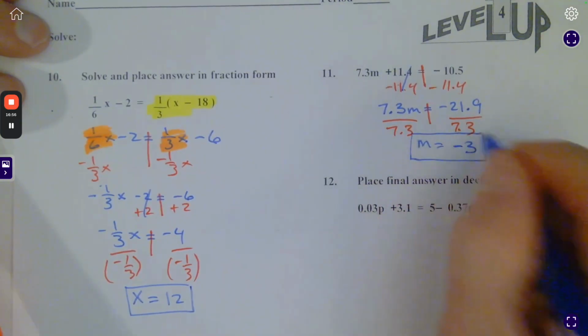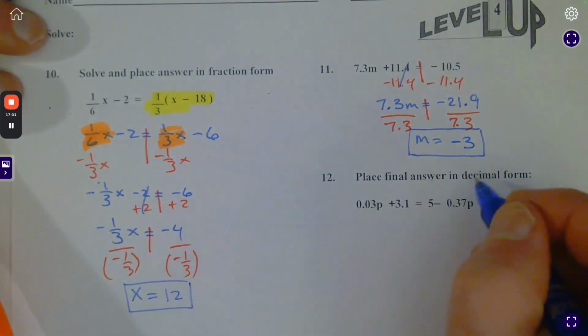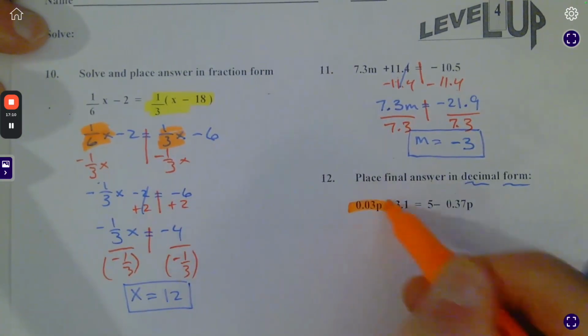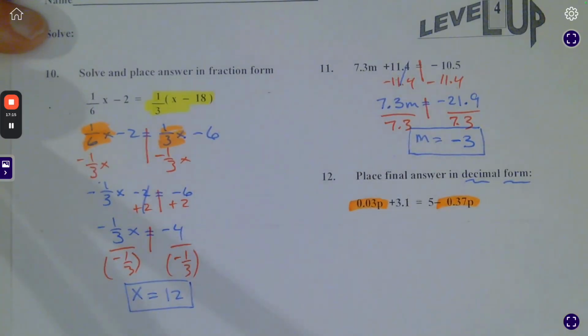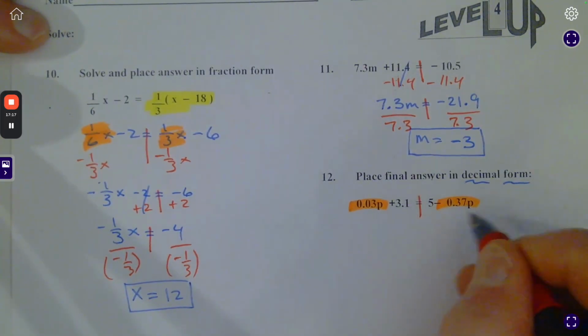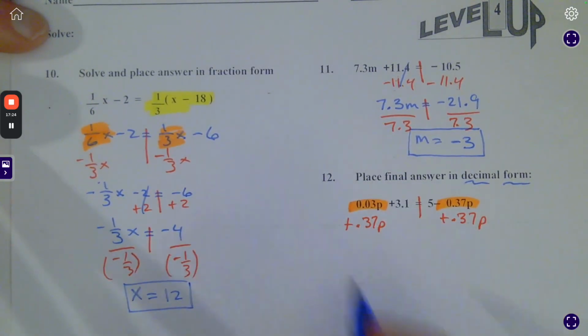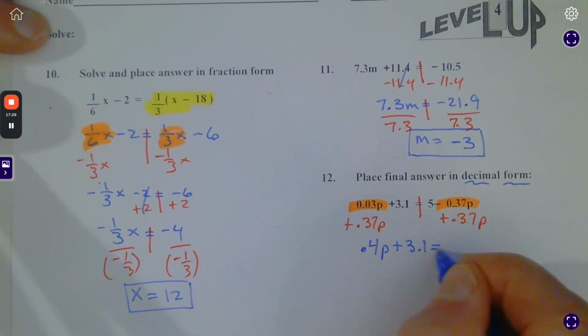That was nice. Okay, let's take a look at this last one, and notice they want the final answer in decimal form. So let's make sure we follow through on that. I'm going to move my variables to the left. I see a variable term and a variable term. So I'm going to do the opposite of a minus 0.37. That's plus 0.37p on both sides. Simplify that. It's 0.4p plus 3.1 equals 5.